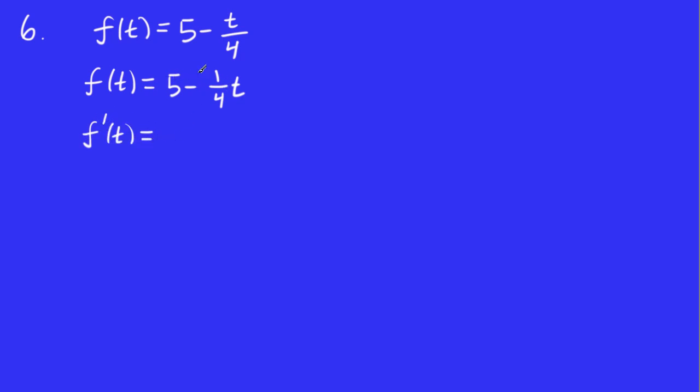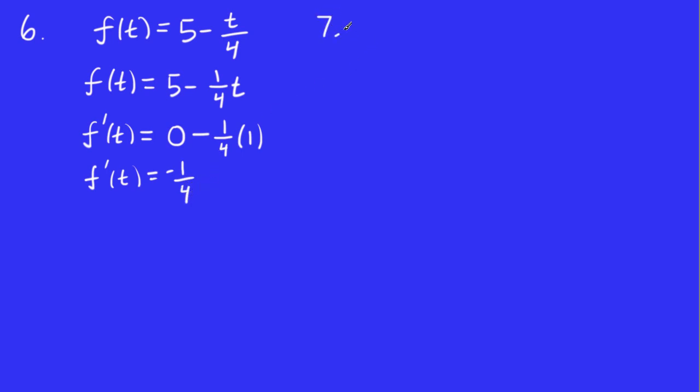Well, this is a difference, so we're going to do the derivative term by term. The derivative of 5 is, 5 is a constant, so the derivative of 5 is 0. Minus 1 over 4. I bring that out front, and then I multiply by the derivative of t, which is 1. And that simplifies to simply just negative 1 over 4, right? So there's the derivative there.